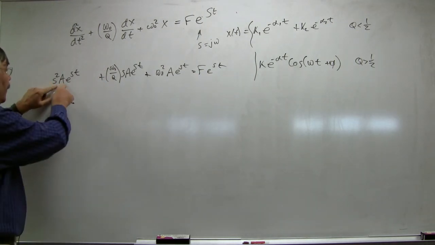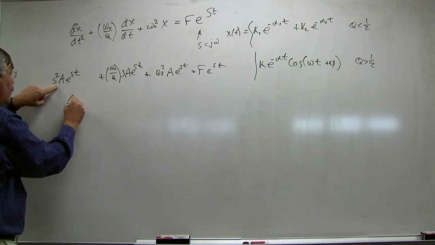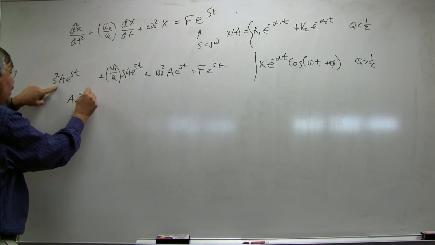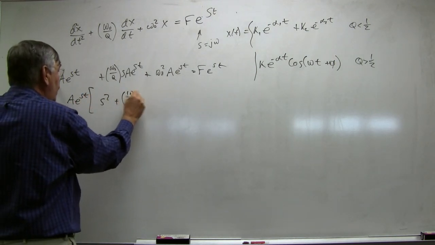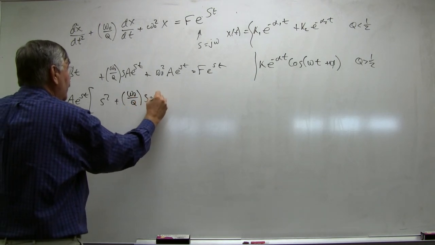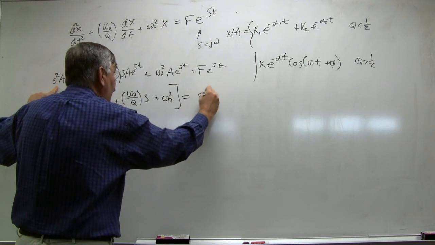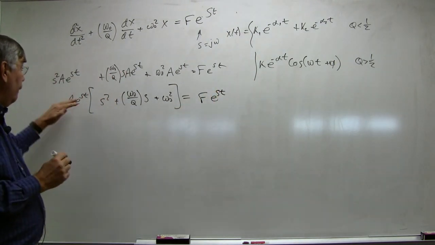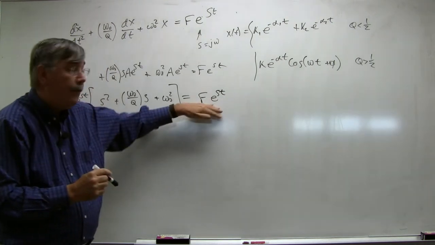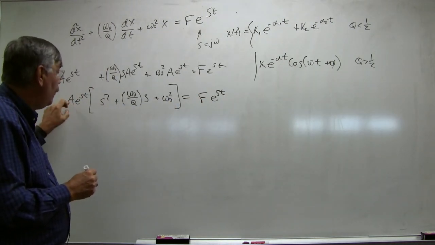But here's the deal. This a, and for that matter the e to the st, all factor out. So I can rewrite the left-hand side of this thing as a e to the st, whatever all that is, and I have my familiar polynomial back inside the brackets here, omega naught squared. And on the right-hand side, we still have f e to the st. All right, so if we wait long enough, this will become the solution for appropriate values of a.